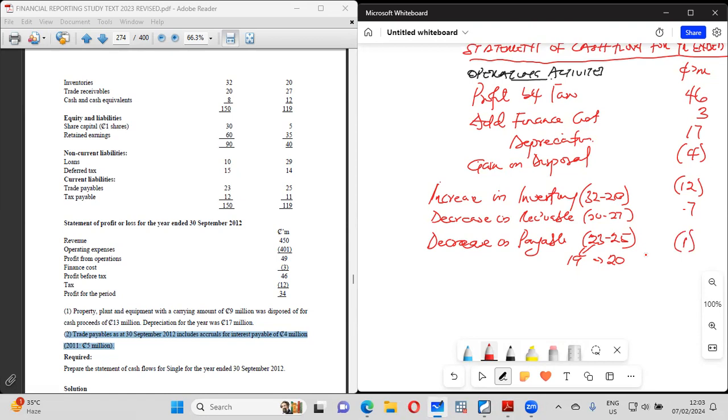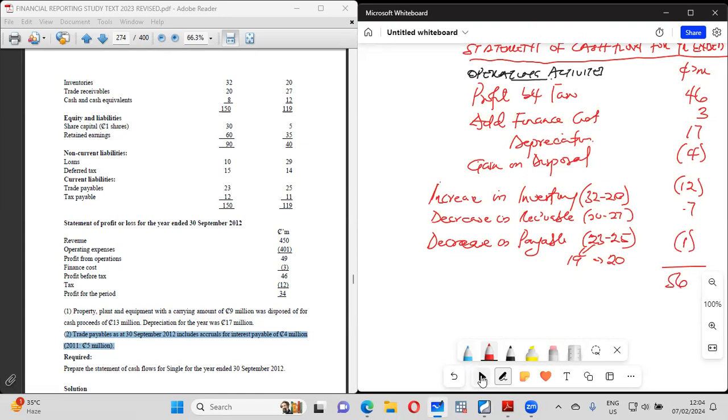All right. After we are done with the cash flow, we have to total it. Okay, so let's total. So we started with 46. We add 3. We add 17. We minus 4. We minus 12. We add 7. We minus 1. So that gives me 56.